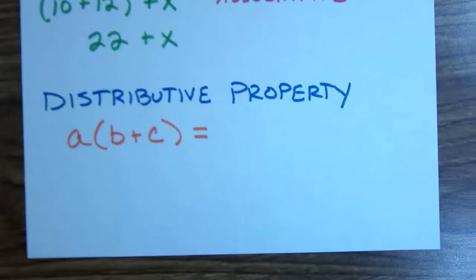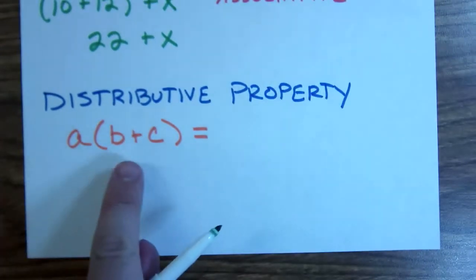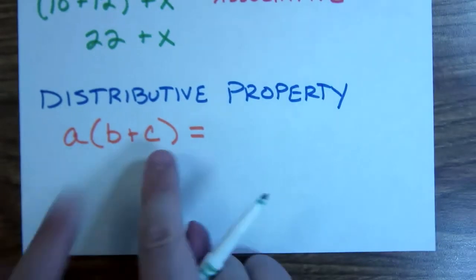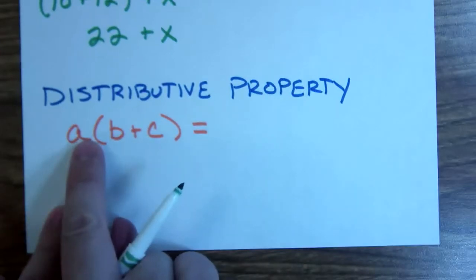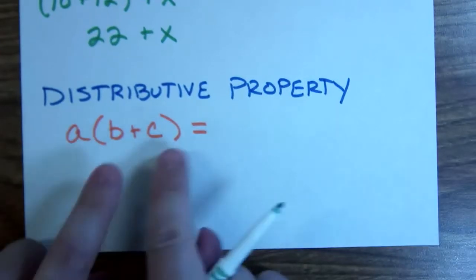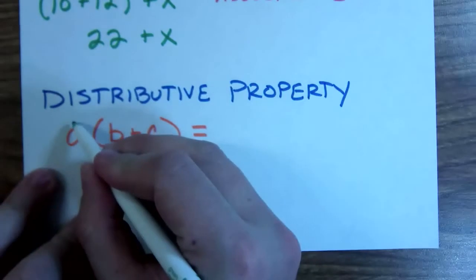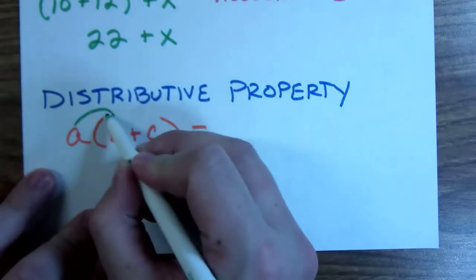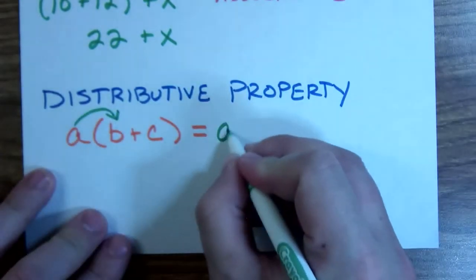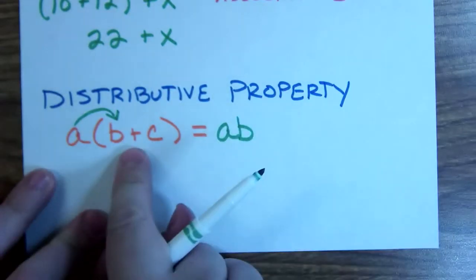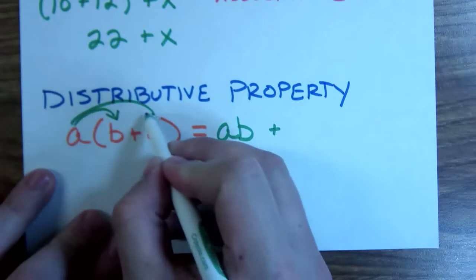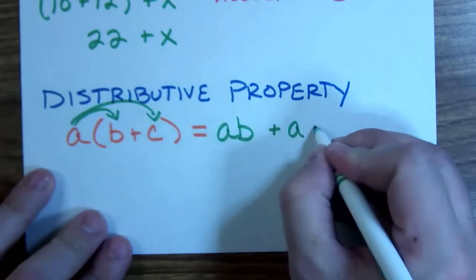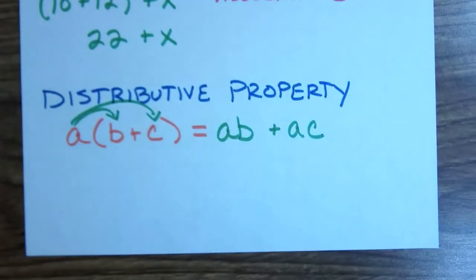The distributive property works like this. You'll notice first of all, this is multiplication and addition in the same problem. We're adding two things inside the parentheses, and then there's multiplication right here. This is A multiplied by B plus C. Here's what the distributive property says. I can multiply A times B plus A times C. That is the distributive property.